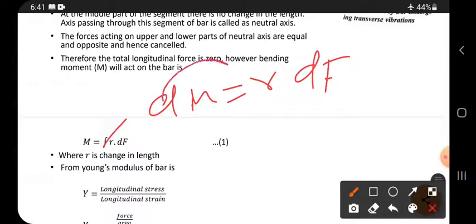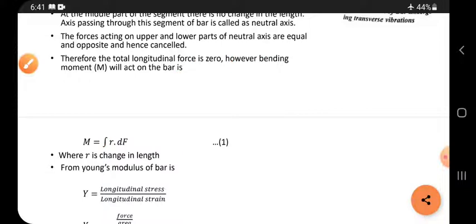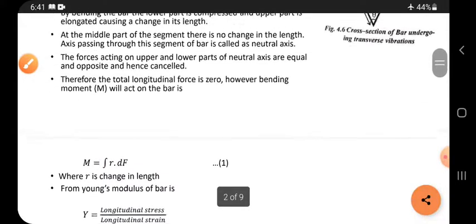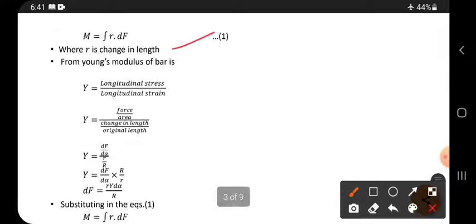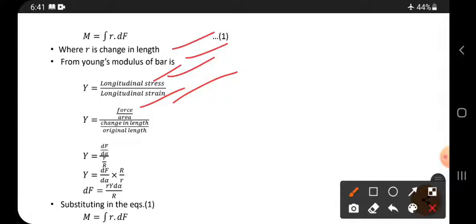So bring d to this side, or integrate on both sides. Here integration and differentiation cancel, and the integration comes. So this is equation 1, where r is the change in length. Okay, from Young's modulus. So what is Young's modulus? Y is equal to longitudinal stress by longitudinal strain. So stress formula is force by area, and strain is change in length by original length. It is the formula for this one.